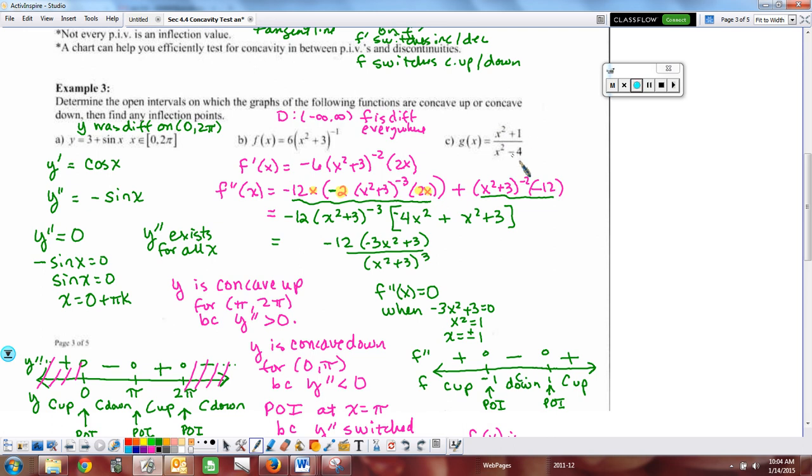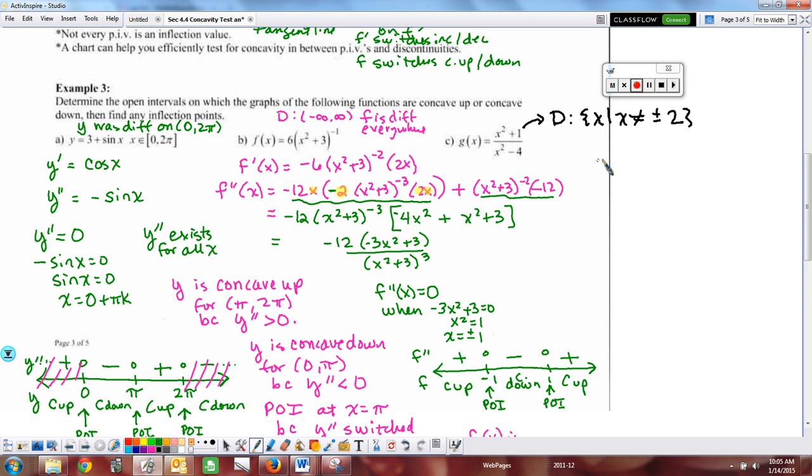Now in C we want to be careful, because if we look at the domain here, we know that x cannot equal plus or minus 2. So because we have a domain restriction, we are discontinuous at plus or minus 2, and it's a non-removable discontinuity. There are vertical asymptotes there. Those values cannot be extrema or points of inflection. So you want to keep that in mind as we go through this.